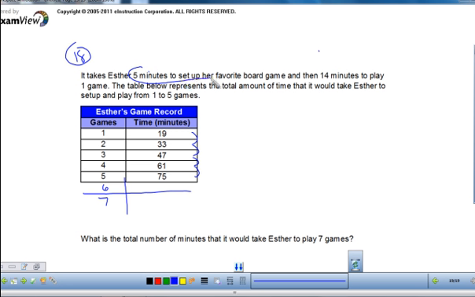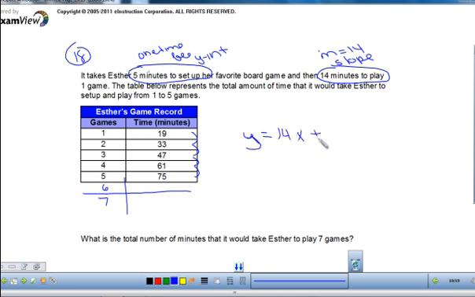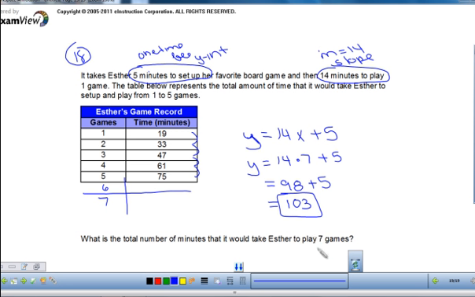Okay, it takes Esther 5 minutes to set up her favorite game. So that is the one-time fee. So that's your y-intercept. And then it takes her 14 minutes to play one game. So for each game, she's going to take 14 minutes. So that's your rate of change, your slope. So my equation is going to be y equals 14x plus 5. Okay, so to play 7 games, that's going to be 14 times 7 plus 5. 14 times 7 is 98. And 98 plus 5 is 103. So it would take her 103 minutes to play 7 games.